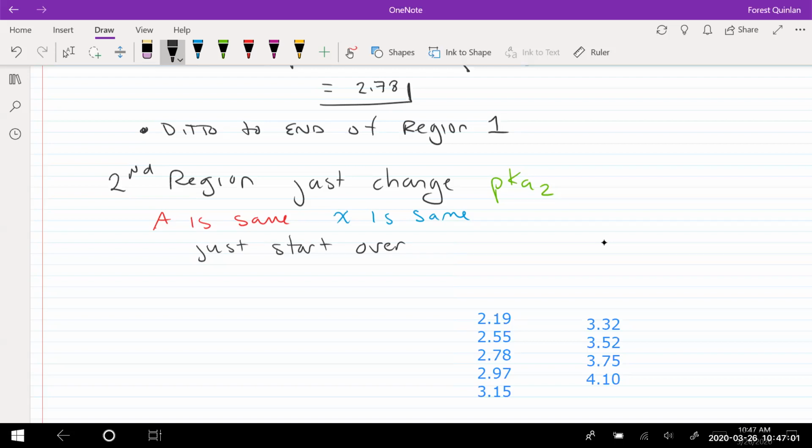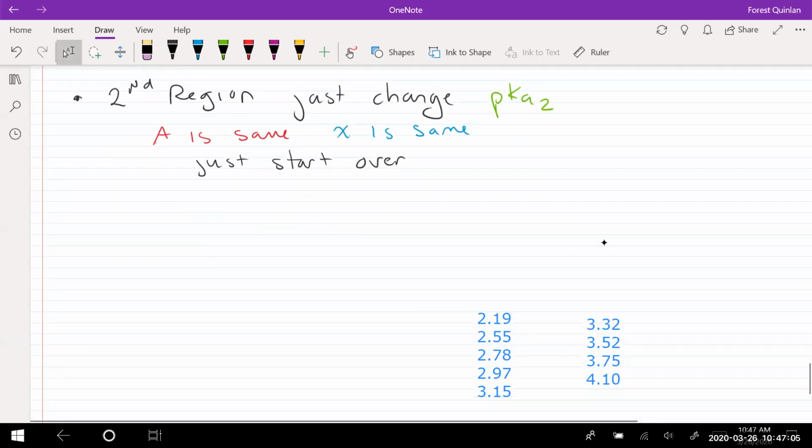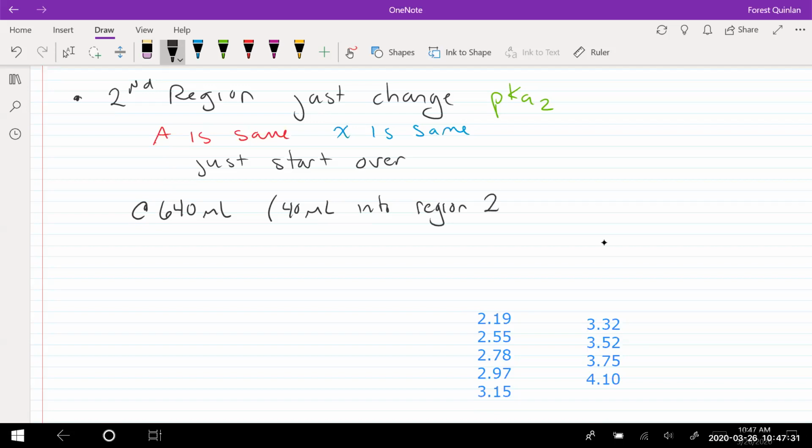So I'm going to go ahead and do one of those. So the first volume for the second region is what, 640? At 640 mils. Remember, that's 40 mils. Oops, that's 40 mils into region 2.